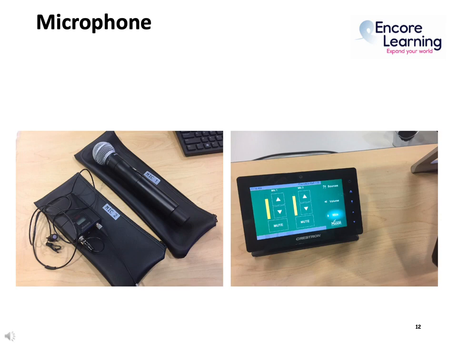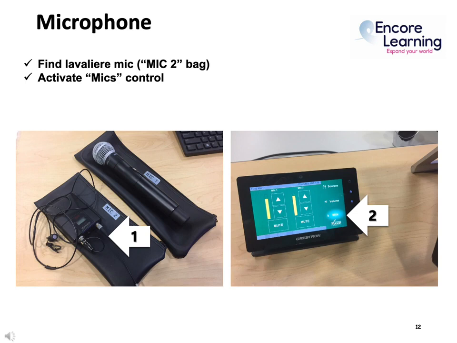An additional classroom setup step is to set up the lavalier microphone. Find the lavalier mic bag marked as mic 2, arrow 1, from the wooden drawer below the table. Tap mics on the Crestron control panel, arrow 2. Place the lavalier mic head clip near the instructor's lower throat.